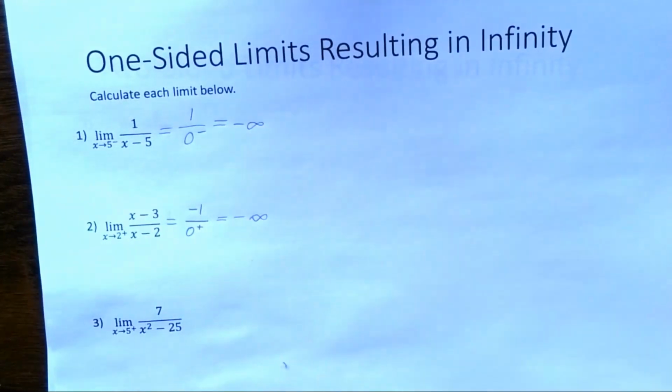Now again, as we found out from earlier, in order to have 1 divided by 0 go to infinity, it's got to be 0 plus or 0 minus. We can't just say 1 divided by 0, because that could be positive or negative infinity, and that means the limit might not exist.